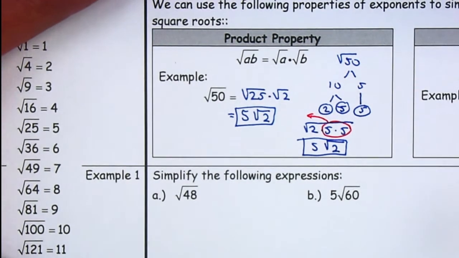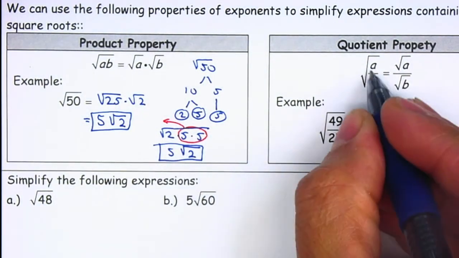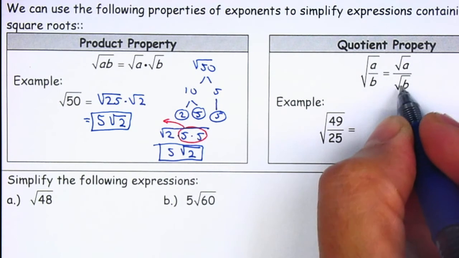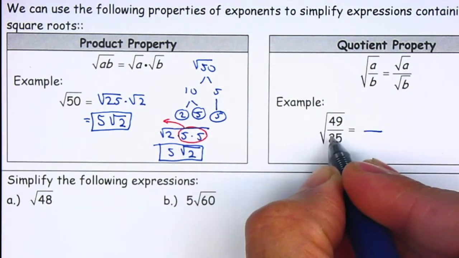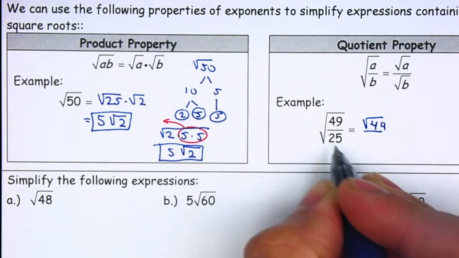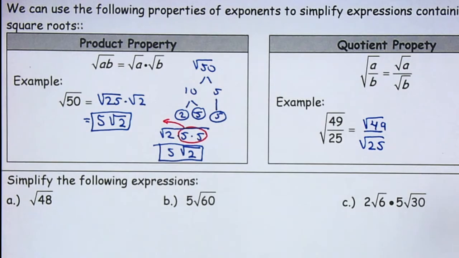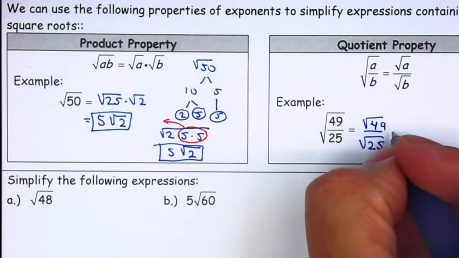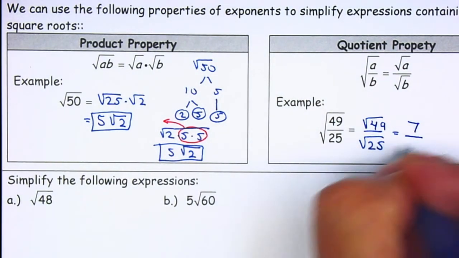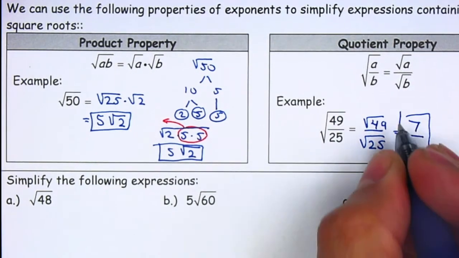Now the quotient property. The quotient property tells me that if I have a square root, I can separate if there are two numbers divided. So I can separate the square root of 49 over the square root of 25. From there I can simplify. So the square root of 49 will be 7. The square root of 25 will be 5. And that'll be my final answer.